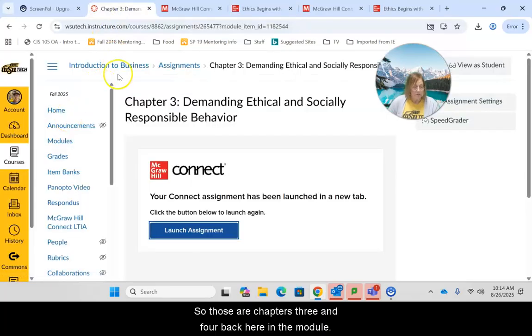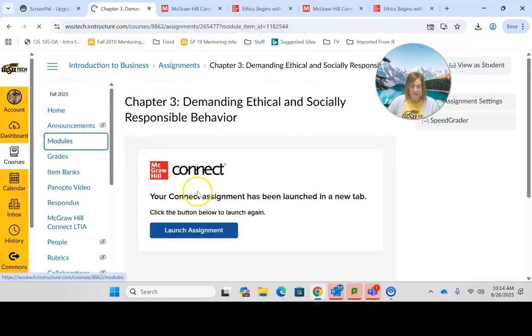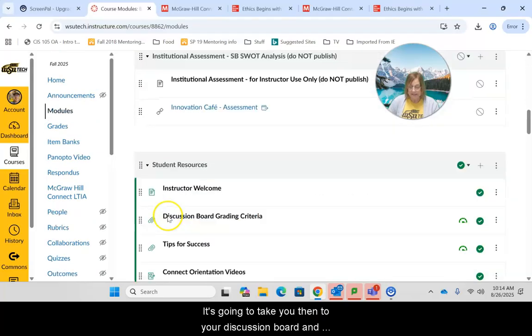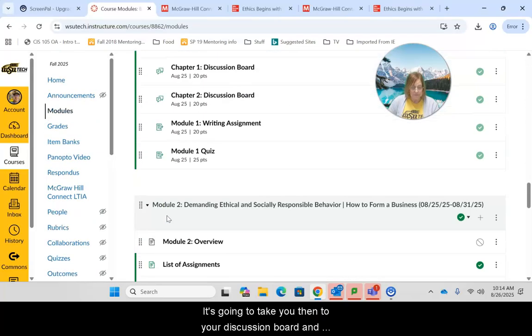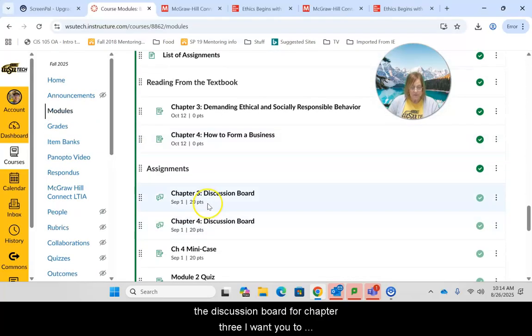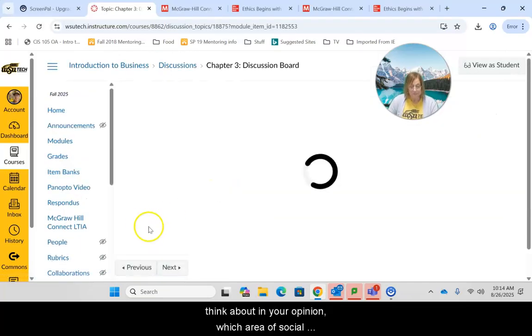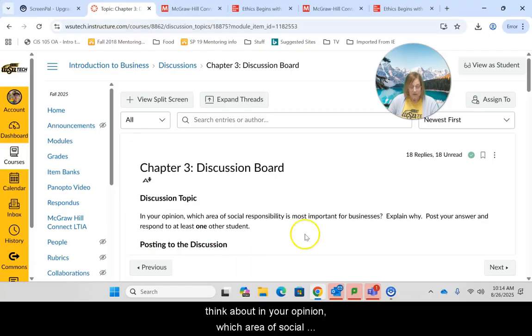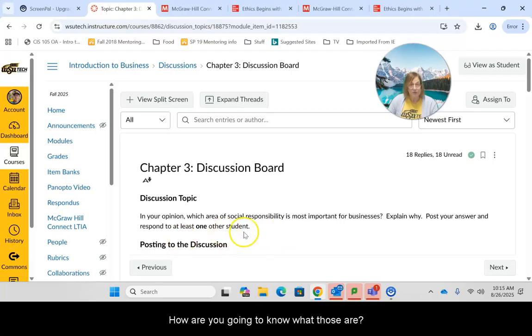Back here in the module, it's going to take you then to your discussion board. And the discussion board for chapter 3, I want you to think about, in your opinion, which area of social responsibility is the most important for businesses. So there are different areas of social responsibility. How are you going to know what those are? By reading chapter 3. So why is that important?